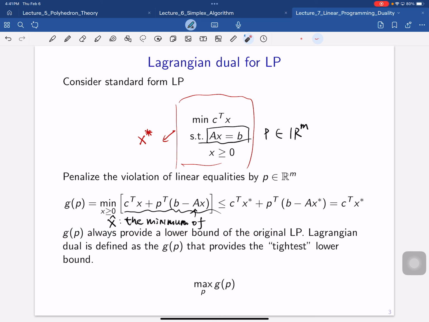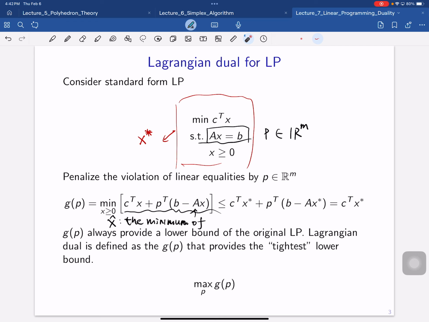As I said, p is given arbitrarily. But what will be the most interesting value of p you want to pick? Since no matter what value of p you pick, that is a lower bound of the original problem, the more interesting p to pick is the value that provides the tightest lower bound of the original problem, because you want a bound that is as close as possible to the original problem. If you pick an arbitrary p, it might be a trivial bound. That is also one of the applications of duality.